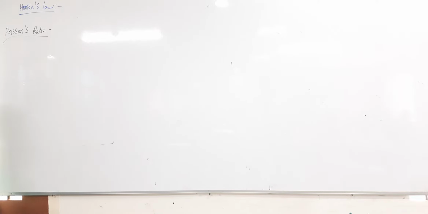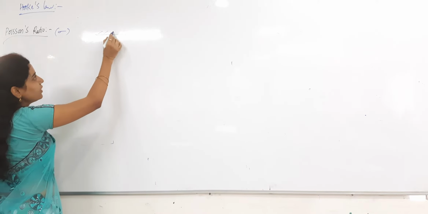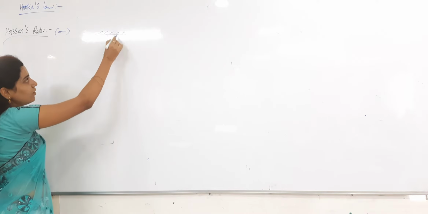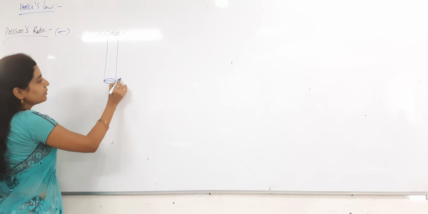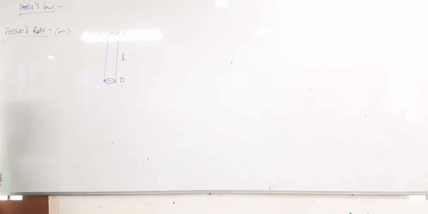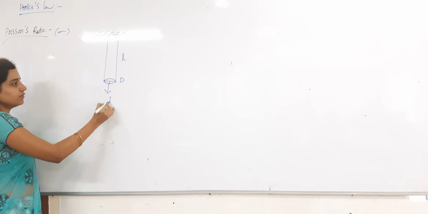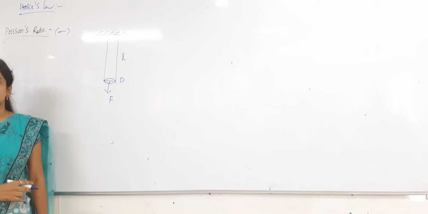Right. Poisson's ratio. The Poisson's ratio will be denoted by sigma. What is the Poisson's ratio means? Here whenever I have taken a rod of diameter D, and then length is L. Now what I am doing means I am applying a force here. I am applying a normal force.